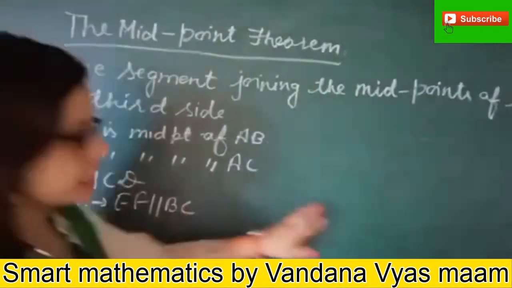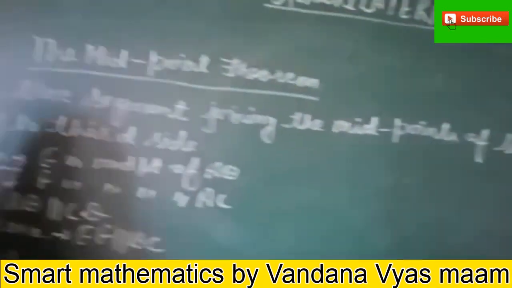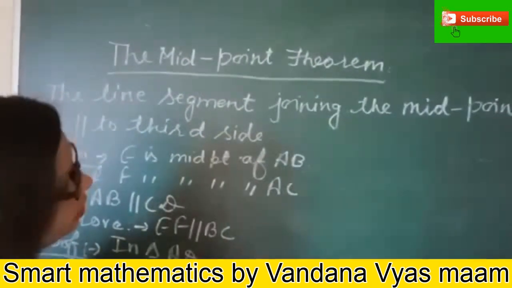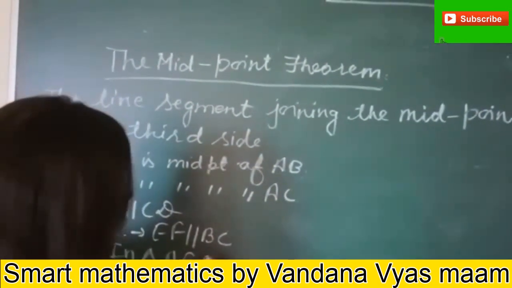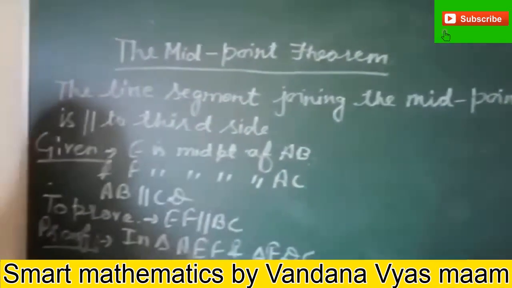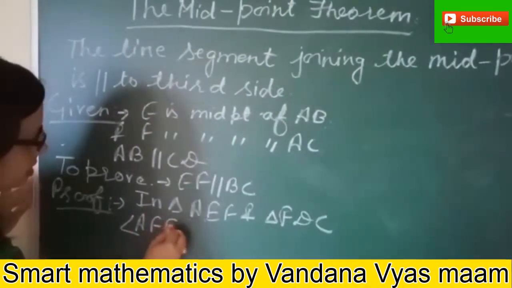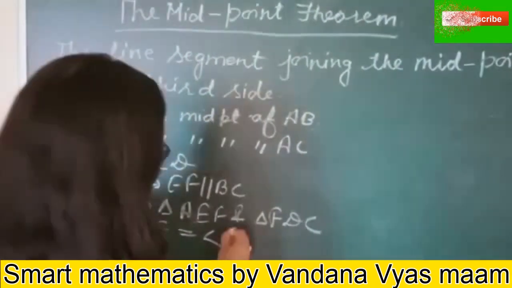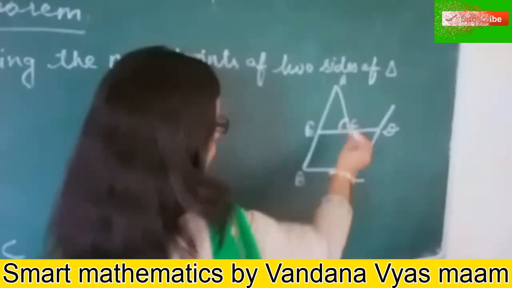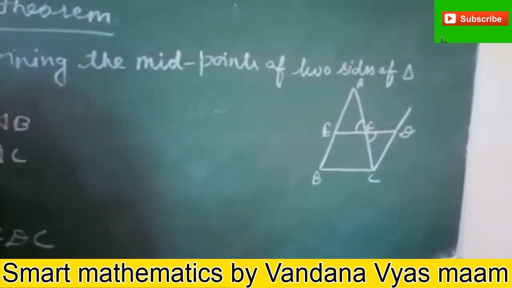So first of all we will take these 2 triangles AEF and FDC. In triangle AEF and triangle FDC, we have angle AFE is equal to angle DFC. Means AFE, this angle is equal to angle CFD. Why? Because these 2 are the vertically opposite angles.